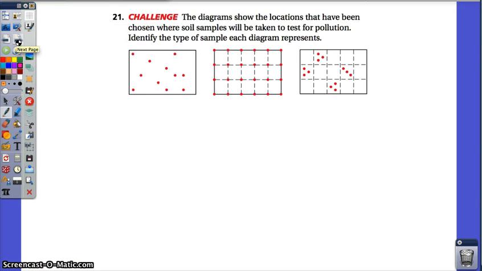The last example here is the challenge. I want you to give one of those sampling names to each one of these. You can pause and try this, and then press play to go over it. All right, so this first one is random. The second one is systematic. And the third one is stratified. It looks like they broke it up into groups and then picked a couple from each one. You're ready to go on to your quick check.